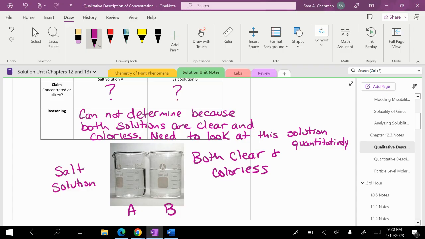And tomorrow in class, we will talk about molarity and how to quantitatively describe solutions. Have a great day.